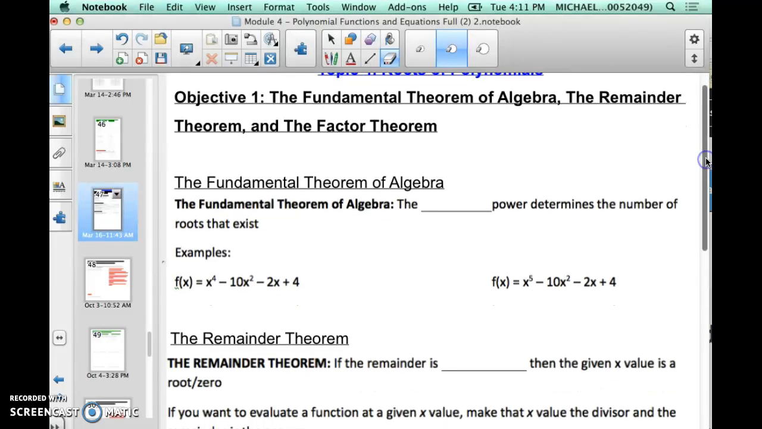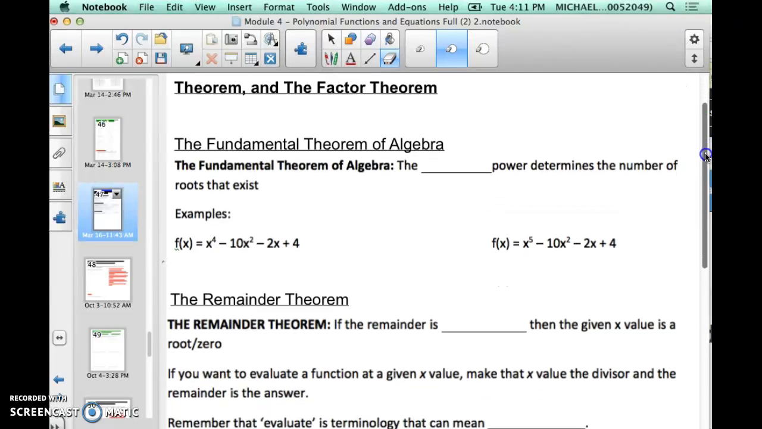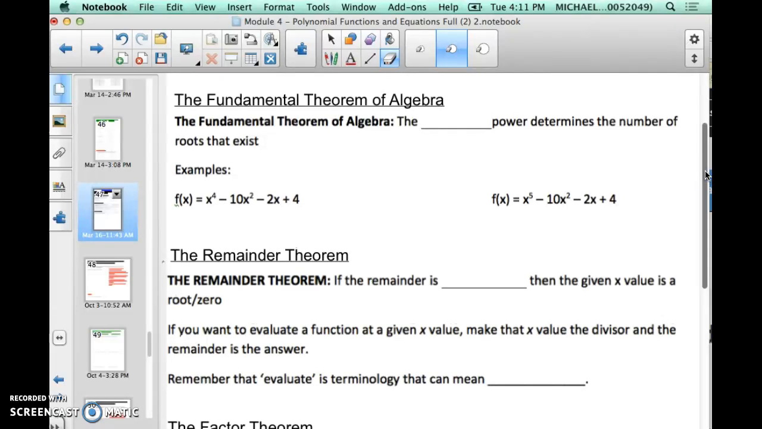The 3 that exist, and this is objective 1 in this video, and I'm only going to talk about this objective within this video: the fundamental theorem of algebra, the remainder theorem, and the factor theorem. Alright, so we're going to learn a little bit about what each of these are. To begin, the fundamental theorem of algebra is a very straightforward theorem. If I'm given a polynomial function, this theorem states that the highest power determines the number of roots that exist.